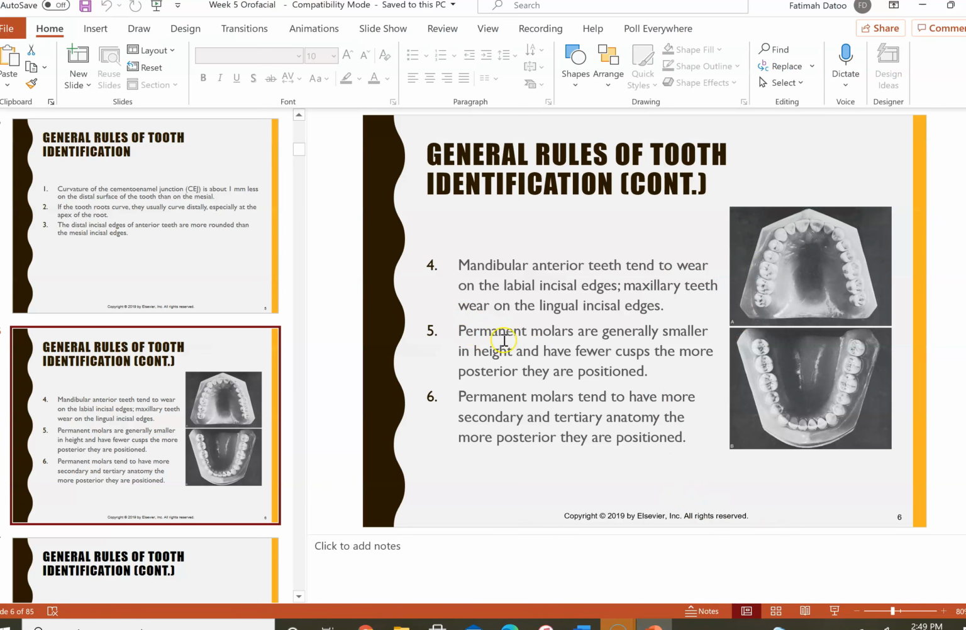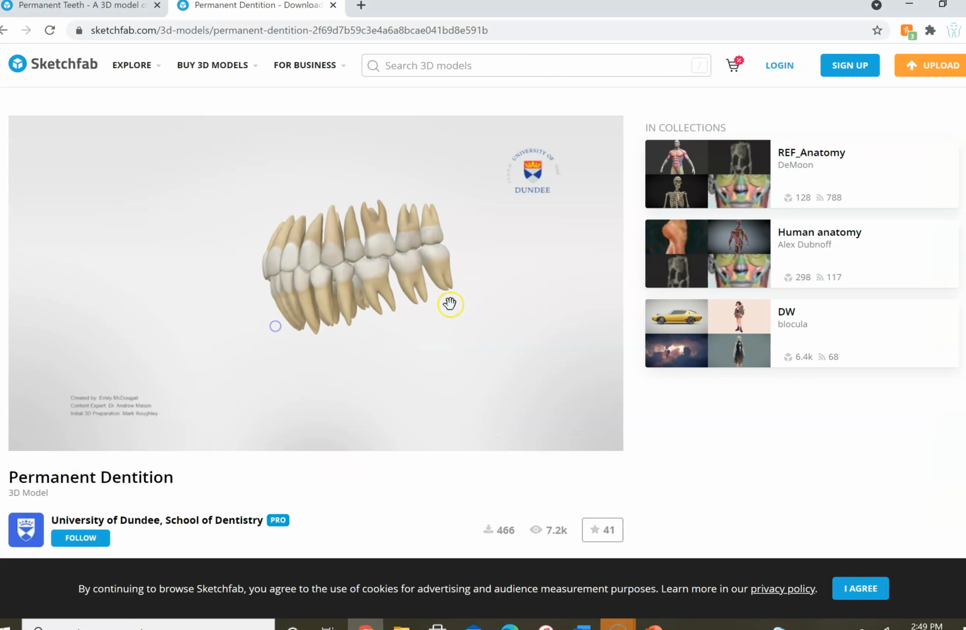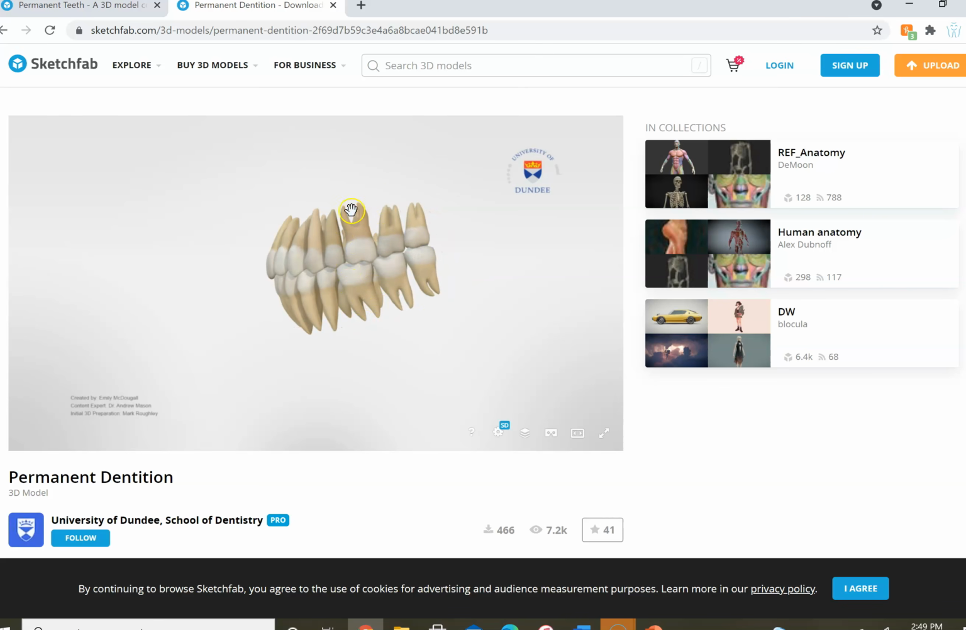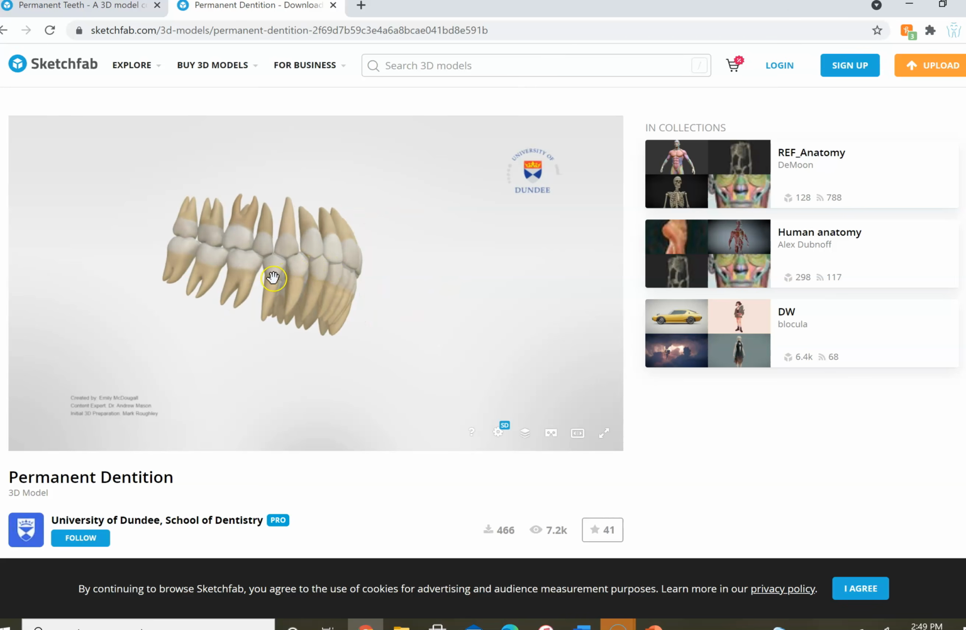Another thing it says here is permanent molars are generally smaller in height and have fewer cusps the more posterior they are positioned. And that can also be seen here. When you look at the posterior molars, you'll notice that the first molar is always big, the second molar is a little bit smaller, and the third molar is even smaller. So it goes large, medium, and small, for example. It starts off big and works its way down smaller. So it gets smaller as you get posterior. That's what that point is.